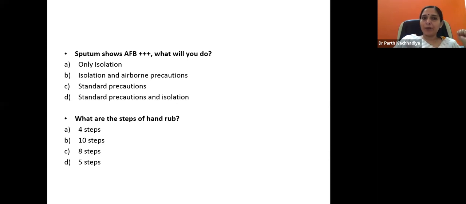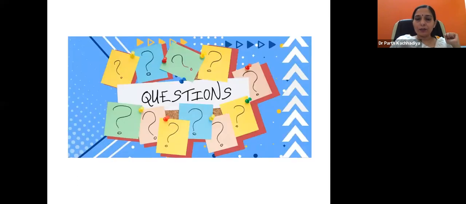If sputum shows AFB plus 3, what will you do? Only isolation and airborne precautions, standard precautions, or standard precautions and isolation? And what are the steps of hand rub? 4-step, 10-step, 8-step, 5-step. For AFB positive, standard precautions and isolation, and for the hand rub, it is the 8-step hand rub or hand wash.